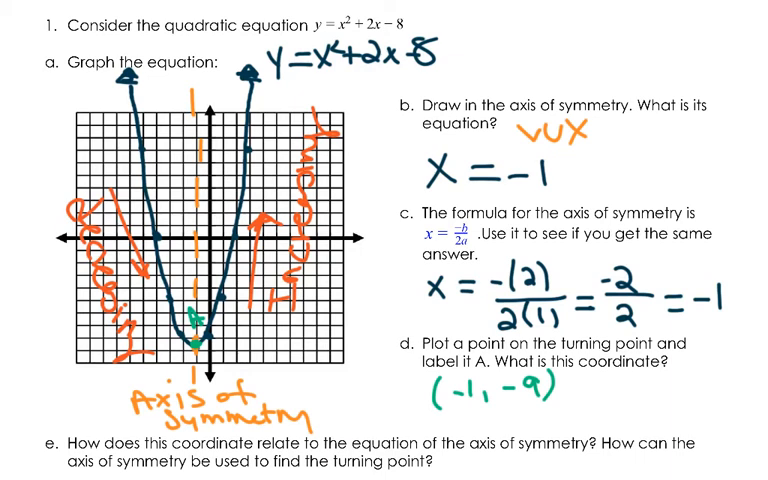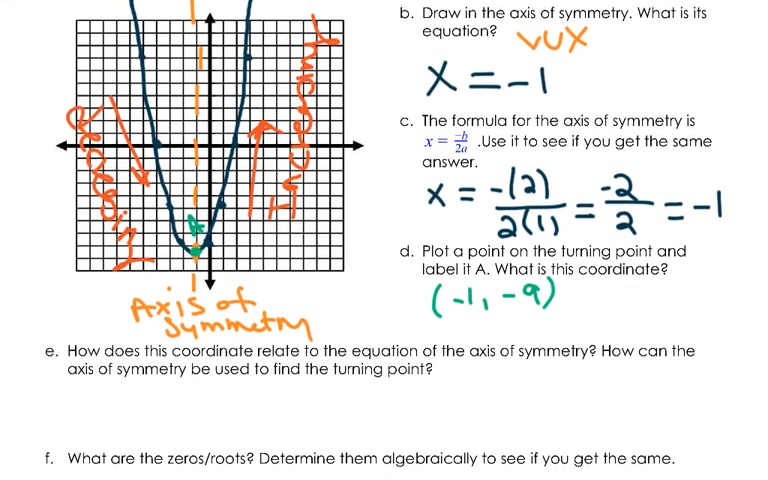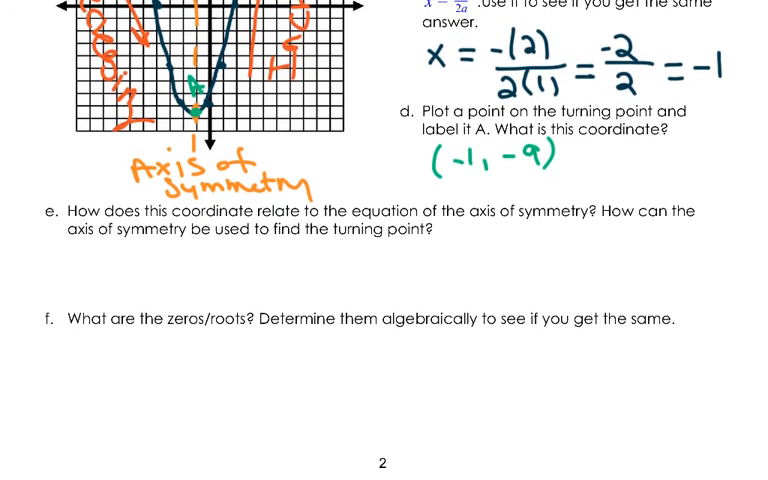Can't scroll up. Okay, here we go. It says, how does this coordinate, they're talking about the turning point, relate to the equation of the axis of symmetry? How can the axis of symmetry be used to find the turning point?